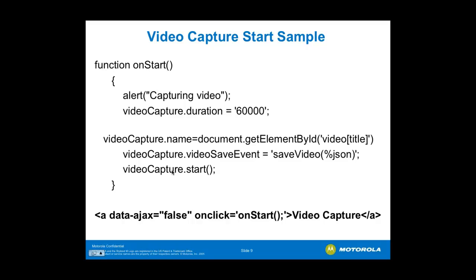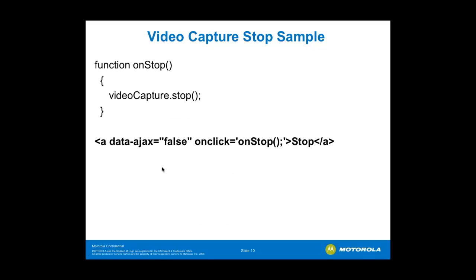I encourage you to give it a try and add it to your apps, hopefully as soon as we're done with this webinar. And then if you want to do an on-stop event, again, you might not need to because it'll either time out or the user will stop it. But if you wanted to have your own UI elements for that, you could do it with an on-click, where you hook it to some kind of method that you write. Note that your method does not need to be called on stop. It can be whatever you want to call it. The only key thing is it needs to call video capture.stop.